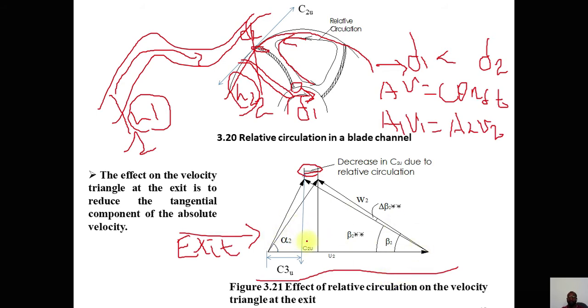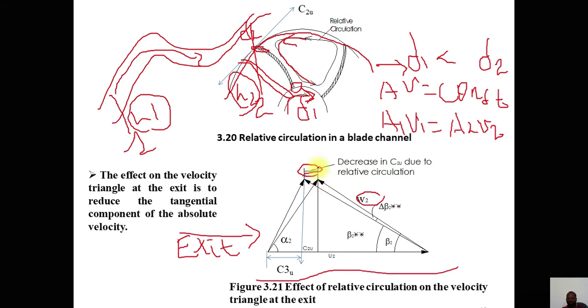This is the variation of the existing parameters at the exit side. What are varied? First one, CTU is decreased in amount. Whenever CTU is decreased in amount, the relative circulation, the relative velocity, also decreased. Why? Because this is the original one.